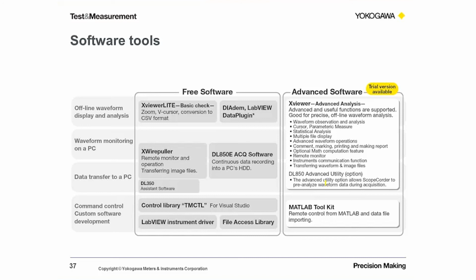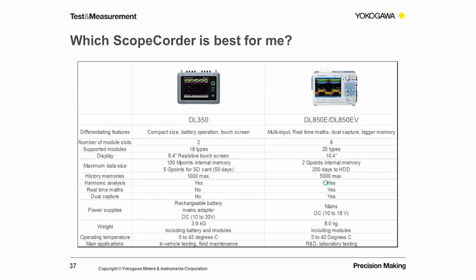So I just wanted to give a little summary of the differences between the DL350, our new portable unit, and the DL850 EV. With the DL350, we're describing it as having the ability to take laboratory performance, accuracy and precision out into the field, because of course there are many test tools available you can take into the field, but essentially they wouldn't have the levels of precision that you will be using in the laboratory. So we're now offering the DL350 as a tool which will achieve that purpose.